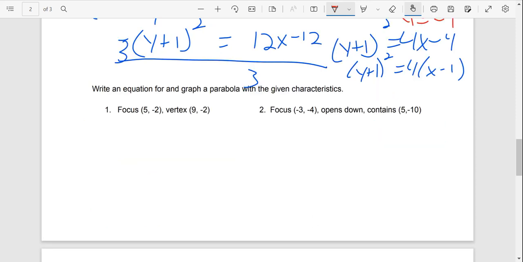All right, last 2 problems. Write the equation for and graph a parabola with given characteristics. So let's start with the vertex. Y plus 2, and we have x minus 9. Now what gets squared? Well, from the vertex to the focus, the x is changing. So since the x is changing from the vertex to the focus, we know that the y is going to be the one squared. Okay, I'll give myself a little space.